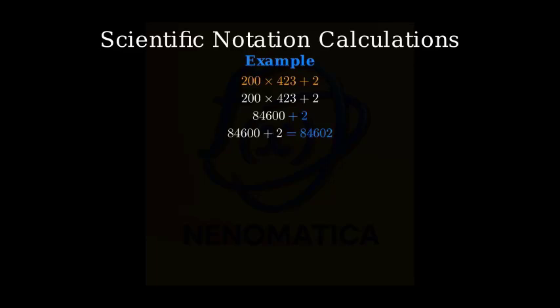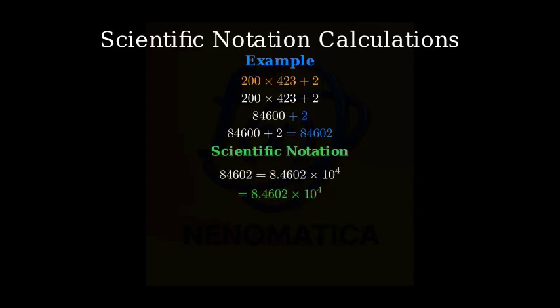Now we add 2 to 84,600, which gives us 84,602. Finally, we can express this answer in scientific notation. 84,602 can be written as 8.4602 times 10 to the fourth power. Let's move to our second example.